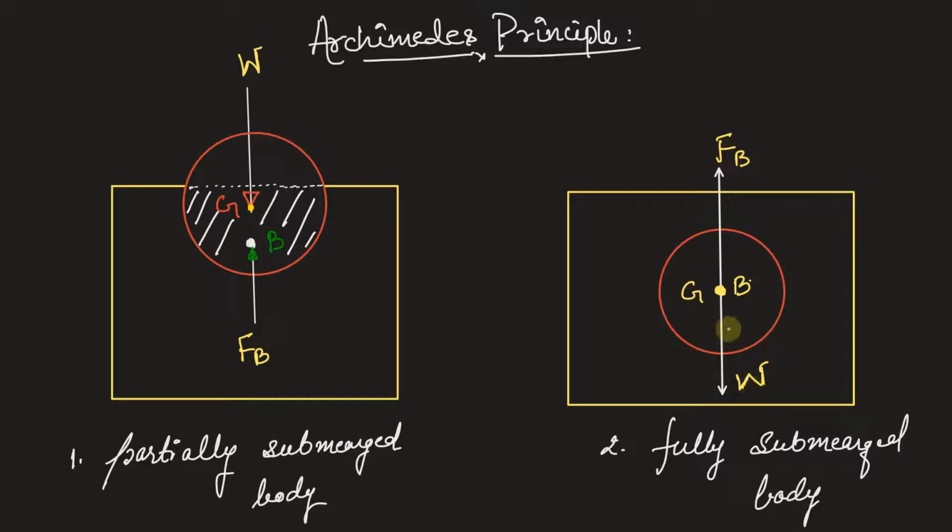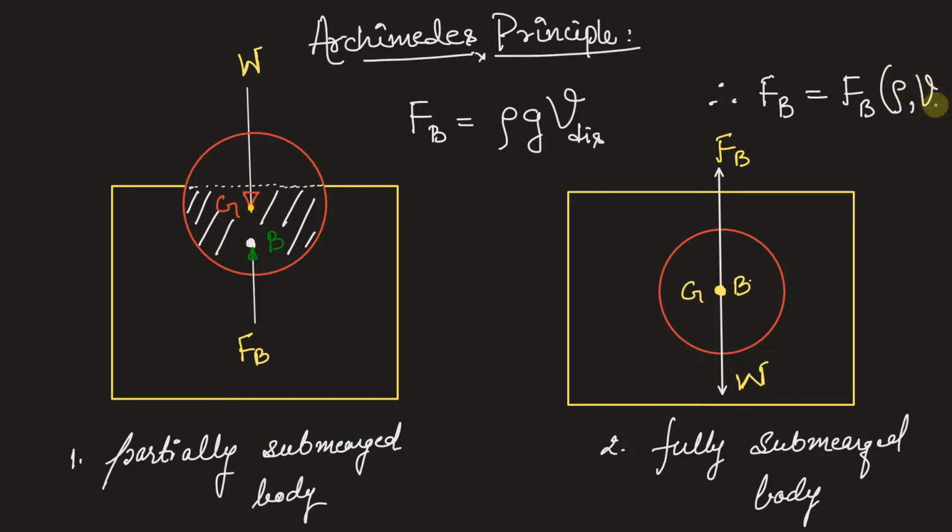For a fully submerged body, the center of gravity and center of buoyancy coincide. So the centroid of this whole body, when it is fully submerged, will be here at the center of gravity. Thus the net force on the submerged body, you can write, Fb will be equal to the density of the fluid multiplied by the acceleration due to gravity multiplied by the volume it displaces. Let's write V_dis to represent displaced volume. Therefore, this buoyant force depends on the density and the displaced volume.